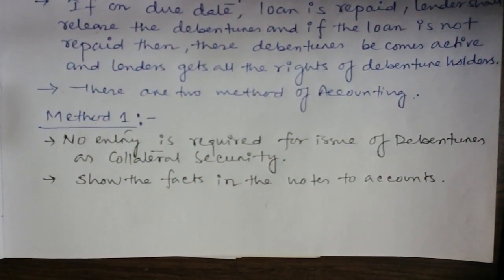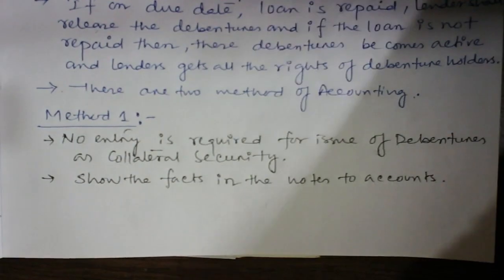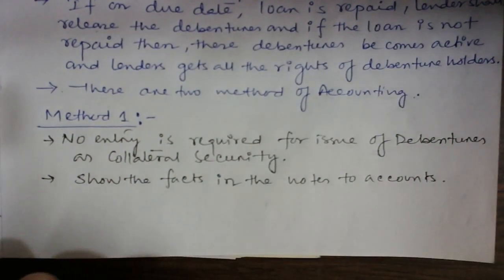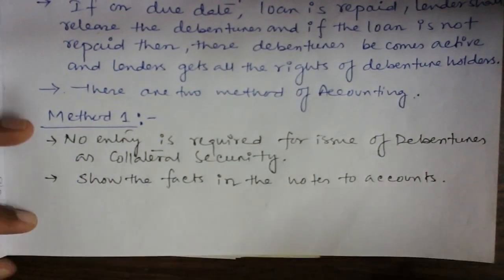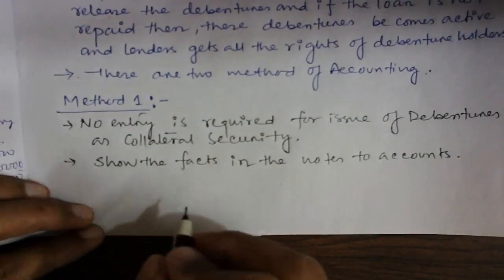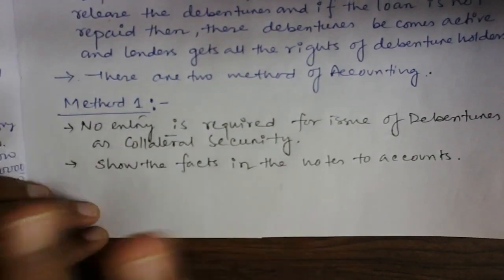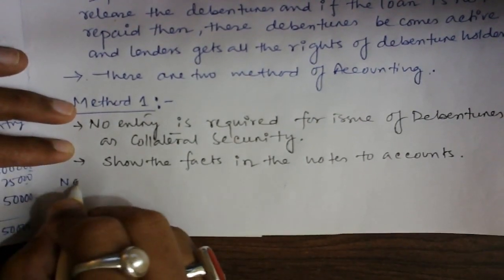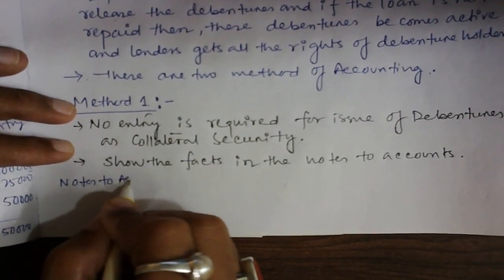So how to show it? That is what we need to understand here. Let's see once how to show it. See guys, number one, in notes to accounts we are going to show, let's say, see how we will show it. Show it in the notes to accounts, not in the balance sheet. Here you can write notes to accounts.